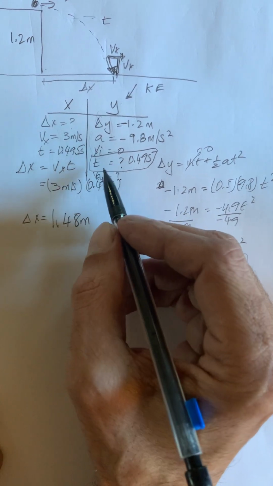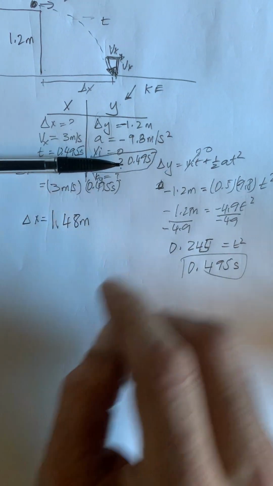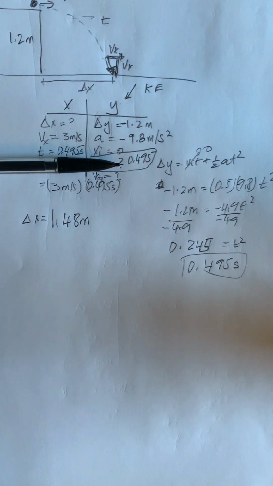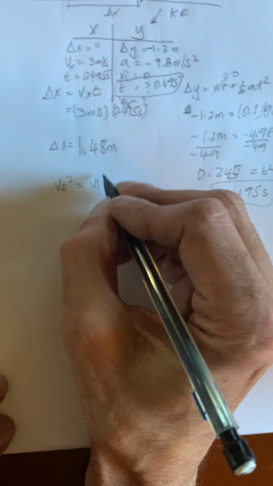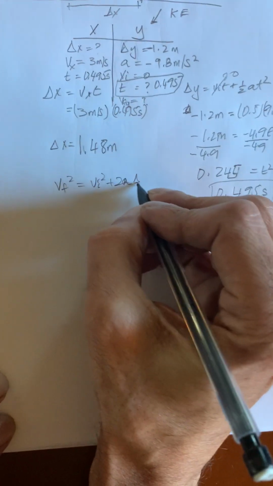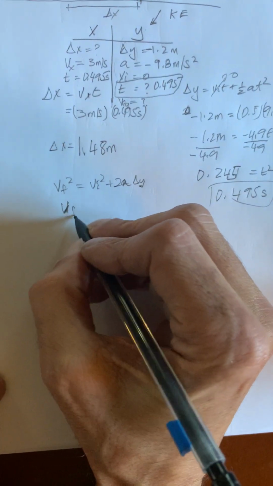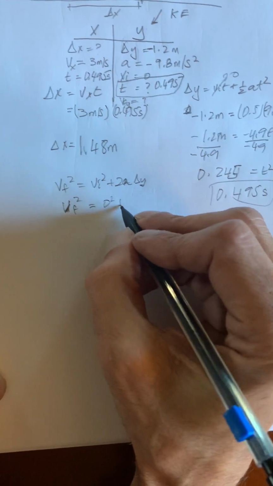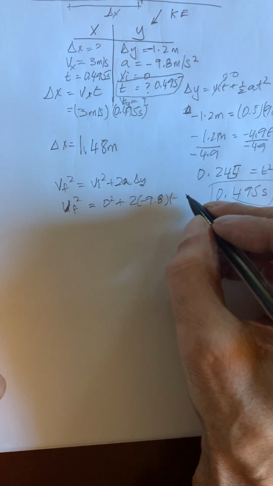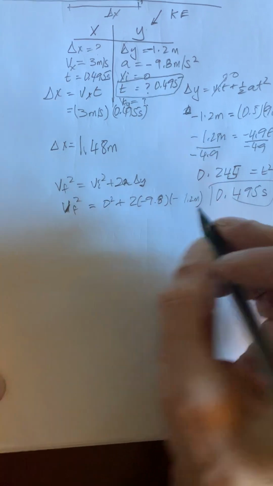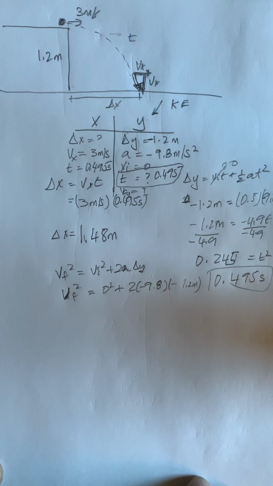If I wanted to solve that, you see that without time being there, I'm just going to put a pencil on that. What equation has all four of these variables? I think you'll see it's number 4. So VF squared is equal to VI squared plus 2A delta Y. So VF squared is going to equal 0 squared plus 2 times negative 9.8 times negative 1.2 meters, because my delta Y up here is negative 1.2 meters.